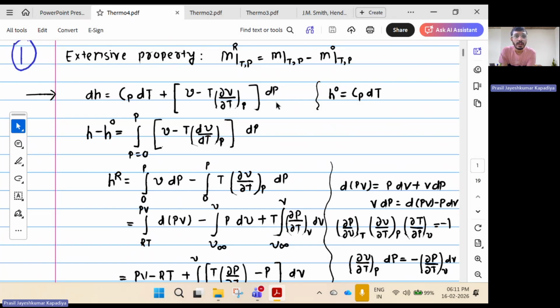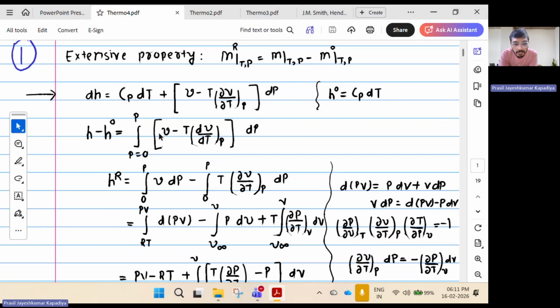So let's say I want to estimate the residual function. What will be the residual function? Residual function is defined as actual property minus ideal property. So what will be my ideal enthalpy change dH? It will be just Cp dT. So my H minus H naught will be this term minus H naught, that is Cp dT. So we get this particular term.